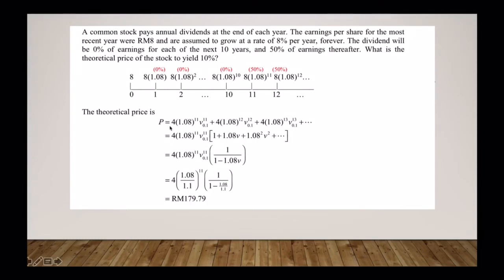So 4(1.08)^11 discounted by (1.0x)^11, plus the next term with 1.08 to the power of 12 and so on, and we carry on until we get our final answer, which is 179.79. As you can see here, we are using the sum to infinity formula for the common ratio, which is 1 over 1 minus the common ratio R.